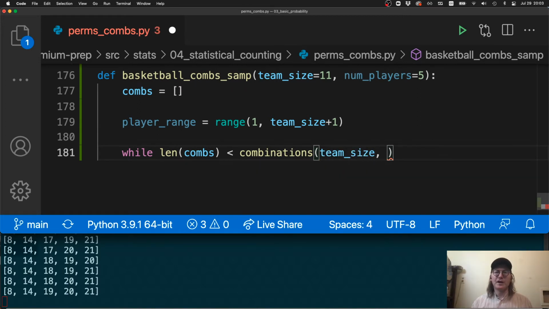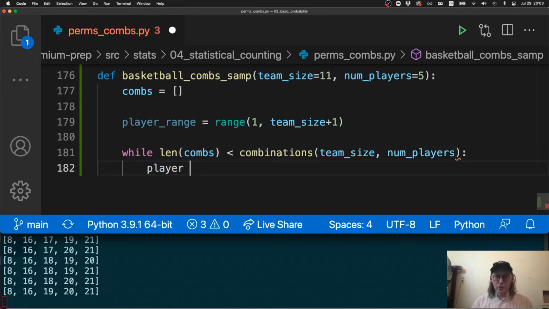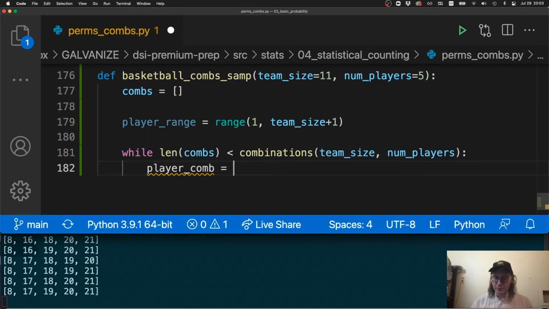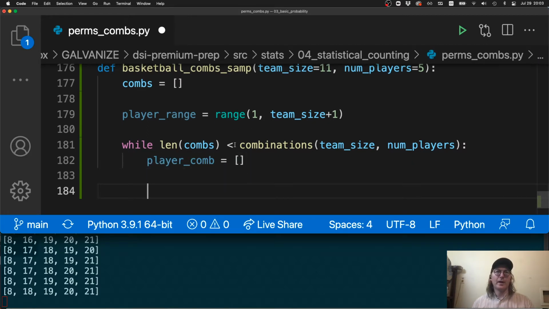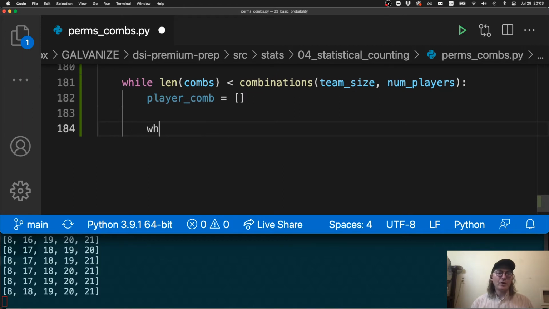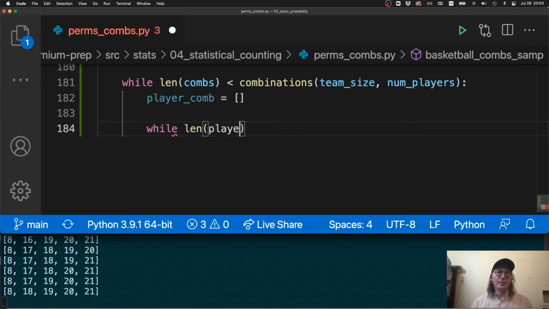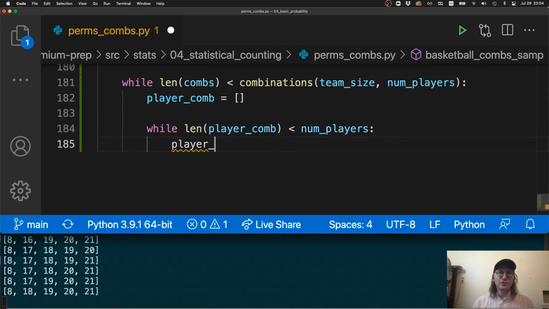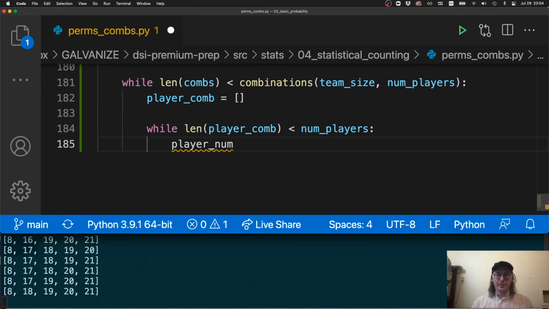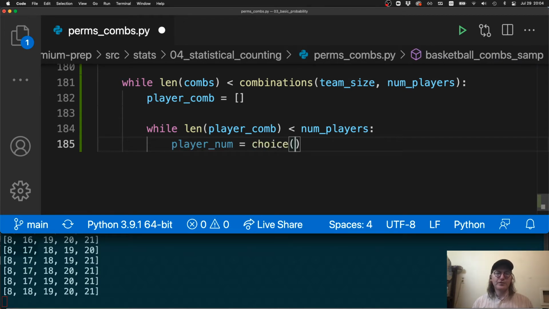So let's say team size, number of players, and we're going to start off just building a single player combination. Okay. All right, so how do we build that? Again, I'm going to use a while loop. Let's say while the length of the player combination is less than the number of players, right, which we're assuming is 5, then we're going to sample a player number. And that's going to be a choice from the player range, which is 1 to 11 or 1 to 21, whatever we happen to be doing.